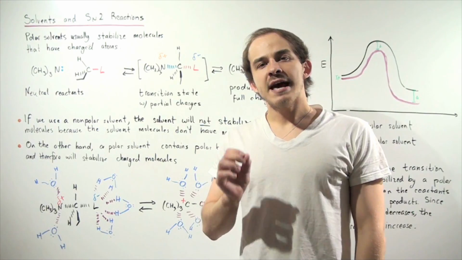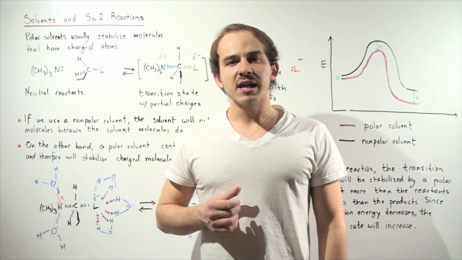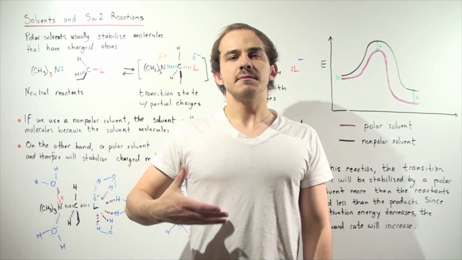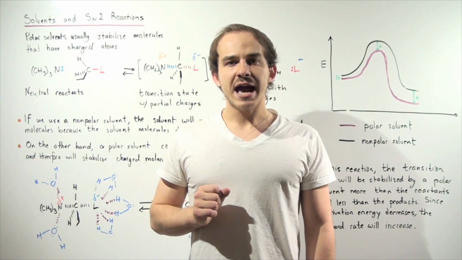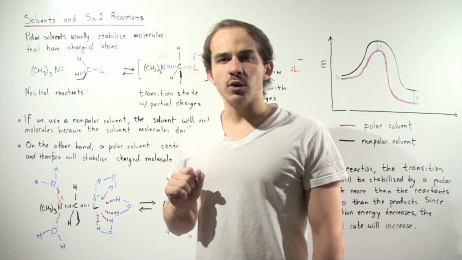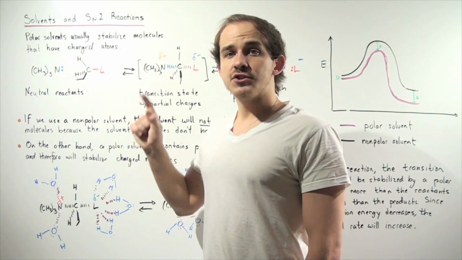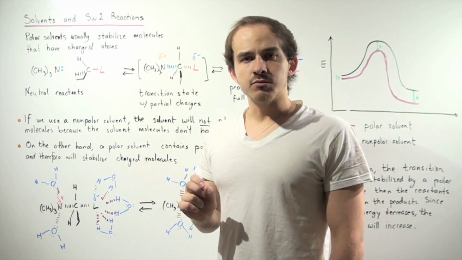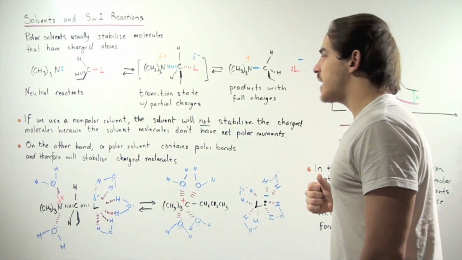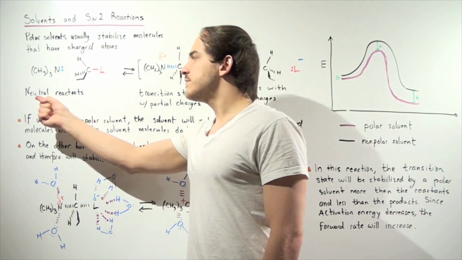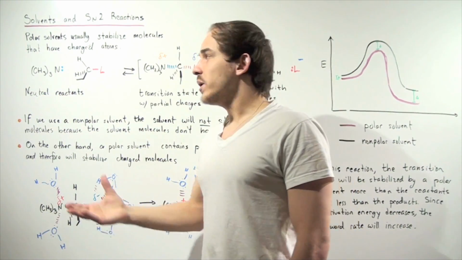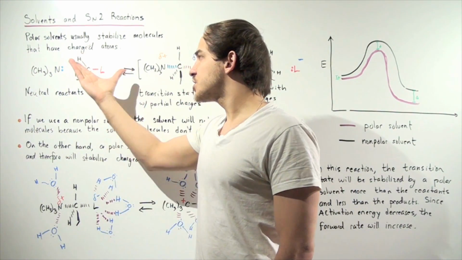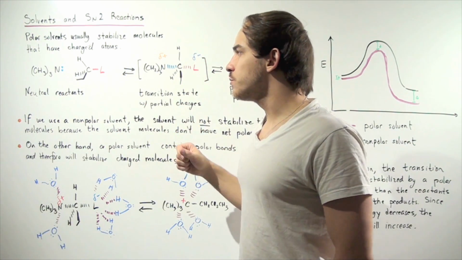So let's examine how certain solvents stabilize Sn2 reactions, thereby increasing the rate of those reactions. Let's begin with the following statement. Polar solvents usually stabilize molecules that have charged atoms. So let's look at the following reaction. Let's suppose we have two neutral reactants. We have a nucleophile and our substrate containing our leaving group.